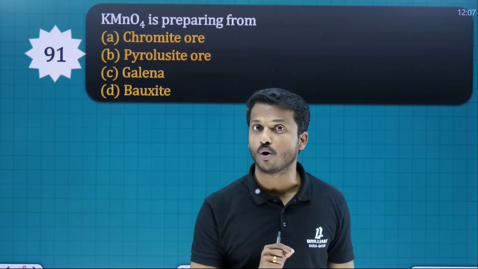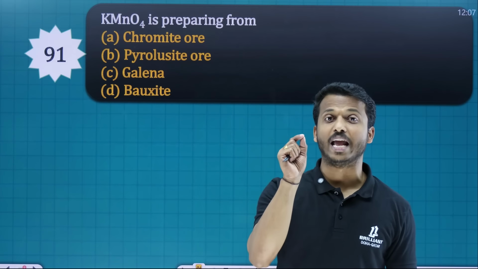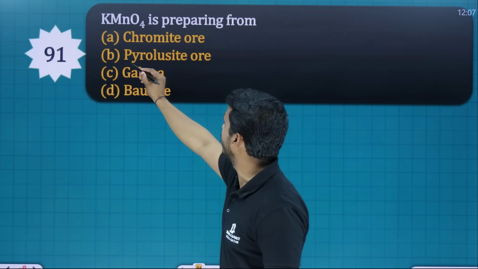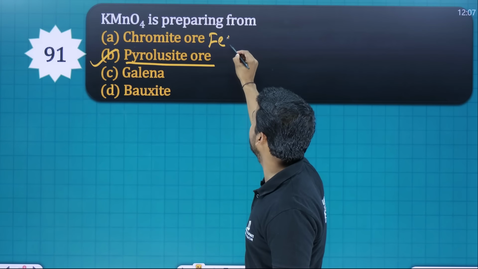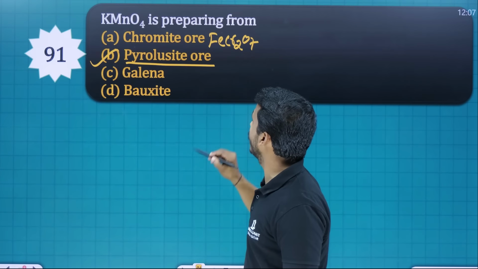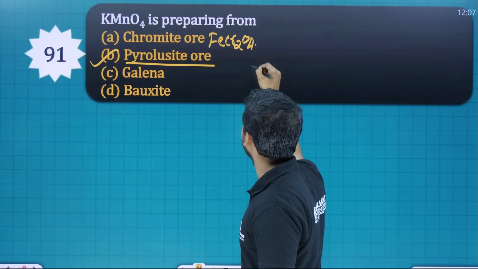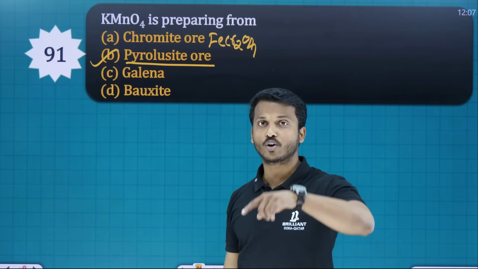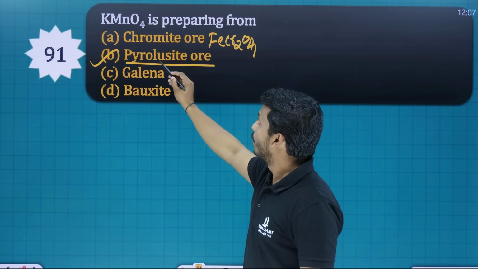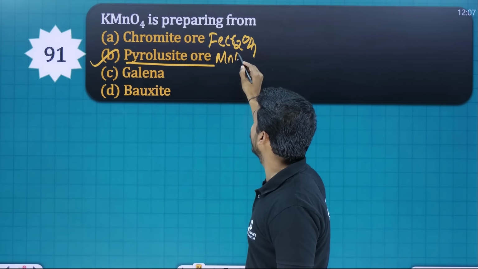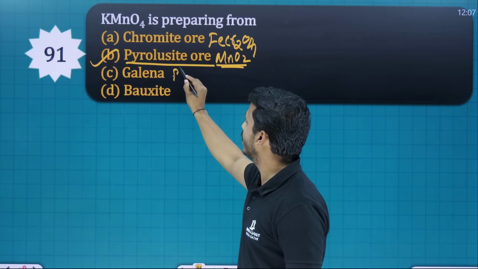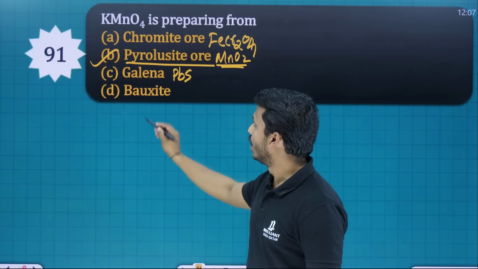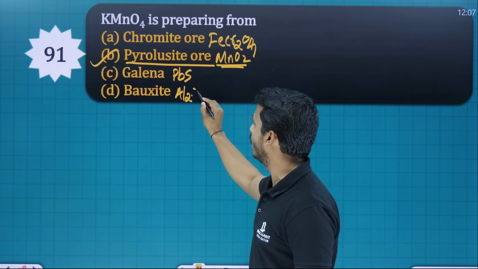which ore? Manganese dioxide. MnO2, that's called pyrolusite ore. Chromite ore is which one, dear? FeCr2O4. It's used in the preparation of which one? The dichromate ion, potassium dichromate. Pyrolusite ore is which one? MnO2, from which we prepare KMnO4. What is galena? That is an ore of lead, PbS. And bauxite, you know, is the aluminium ore, Al2O3.